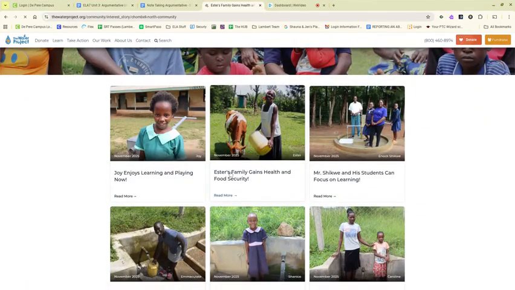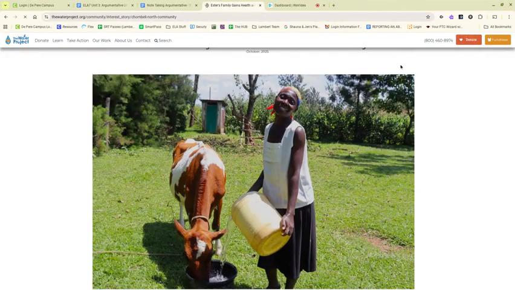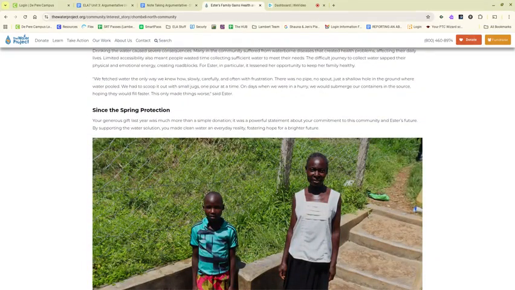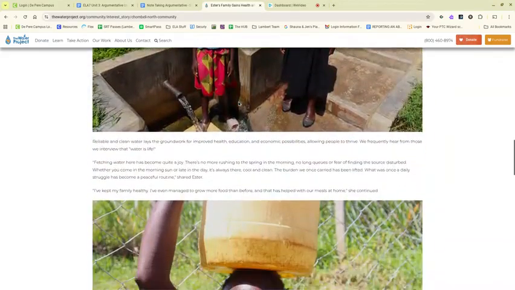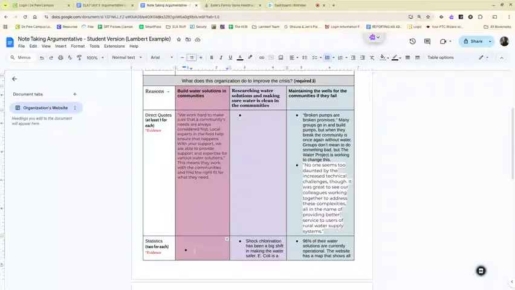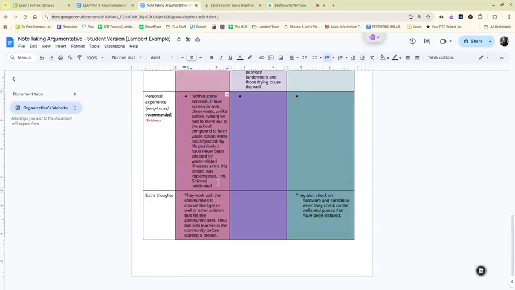And this was like Esther's family. And then it talked about all the things that the well has meant to her. And I think that this is kind of the above and beyond. If you're looking for that A grade and you really want to go further, you can use testimonials. So people's experience. This is like what it's meant to her. I've kept my family healthy. I managed to grow more food than before and helped with our meals at home. This talks about how it's a joy now to catch water versus before. So maybe I want to do that. I'm going to take that. It's a quote. I'll need to explain who Esther is, but I could put this down in personal experience.